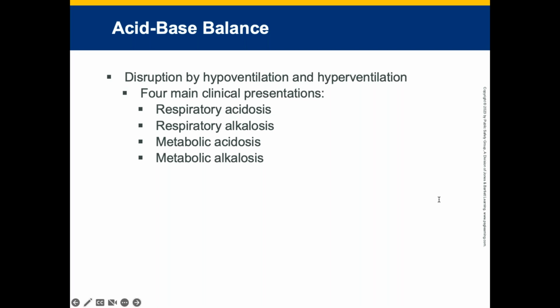Does that make sense? This is the easiest way to learn acid-base balance. Look at these three values, and see if the pH is elevated or decreased: acidosis, alkalosis. If it's off because of bicarb, it's metabolic. If it's off because of end-tidal, it's respiratory. Does that make sense?